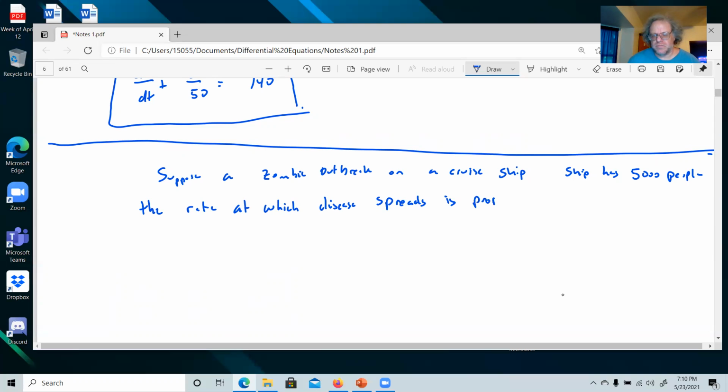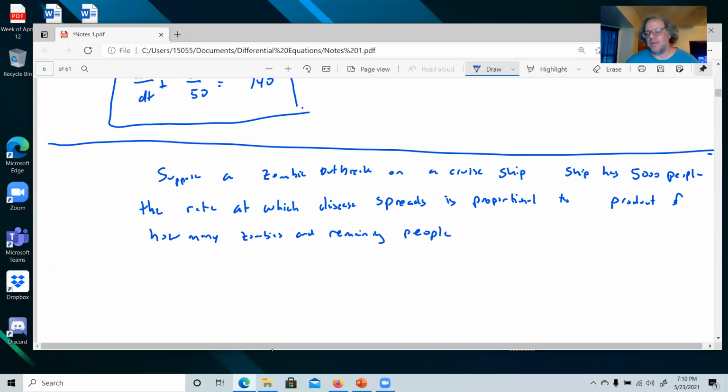The rate at which the disease spreads is proportional to the product of how many people are sick, or in this case, how many zombies we have, and the remaining passengers, the remaining people. So we have zombies versus people. Right, I think that's all we really need.